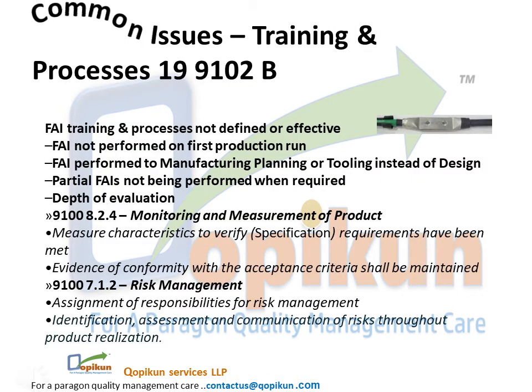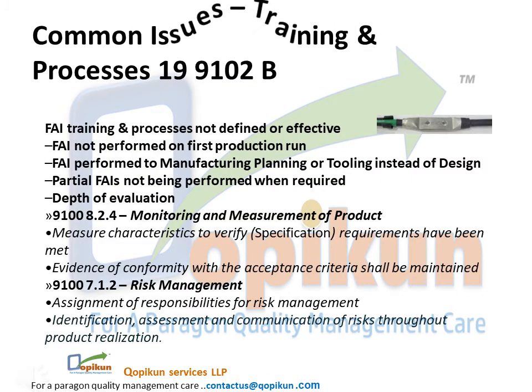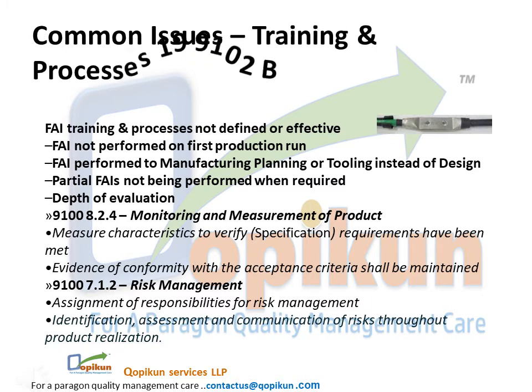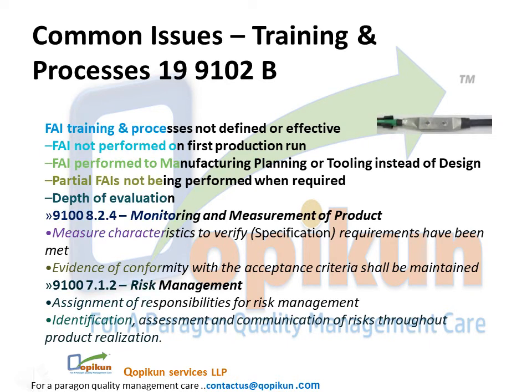Common issues, training and processes. 9102b. FAI training and processes not defined or effective. Point 1. FAI not performed on first production run. Point 2. FAI performed to manufacturing planning or tooling instead of design. Point 3. Partial FAI is not being performed when required. Point 4. Depth of evaluation.